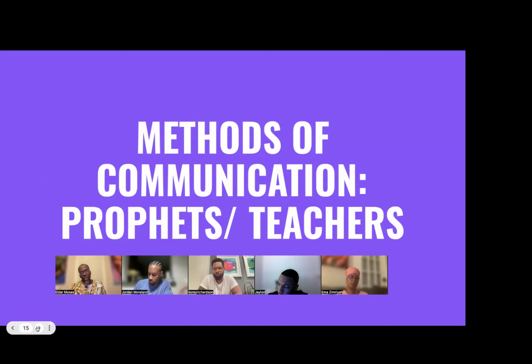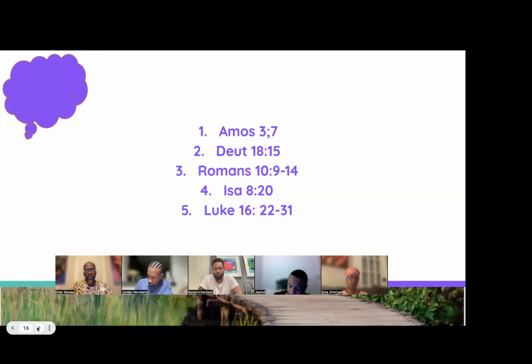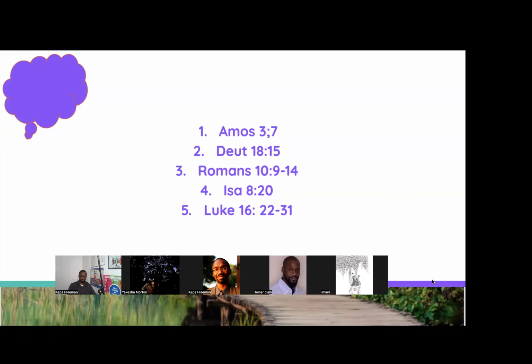Next mode of communication, or how do we know? We're going to go to prophets and teachers. Amos chapter 3 and verse 7. This round is going to go relatively quick, but we'll go to the prophet Amos. Should be around the middle of your Bible. Amos chapter 3, and we're going to read verse 7. So if somebody can get that, we will read Amos 3 and verse 7. When we get it, we will read verse 7.